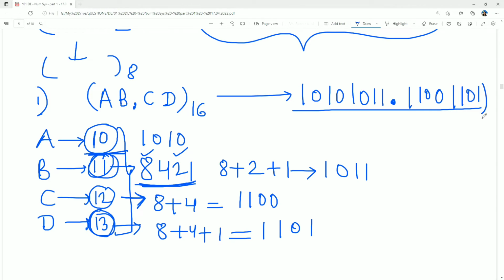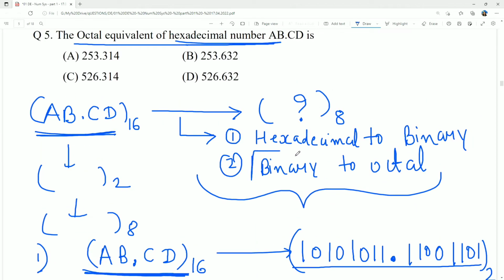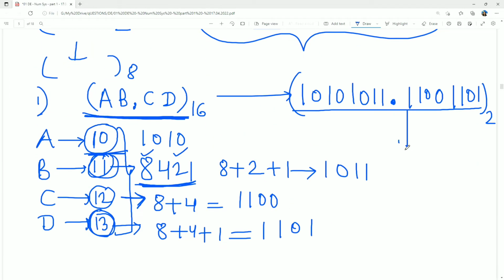So this is simply the binary representation of the given hexadecimal number. Now the next step, as per the concept from the second step, is to convert that number into octal form. And for that, what will be the process? You will have to make groups of 3 digits, 3 bits, and that grouping is going to be started by following that particular decimal point.